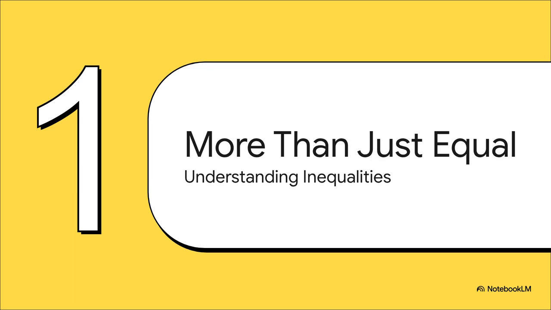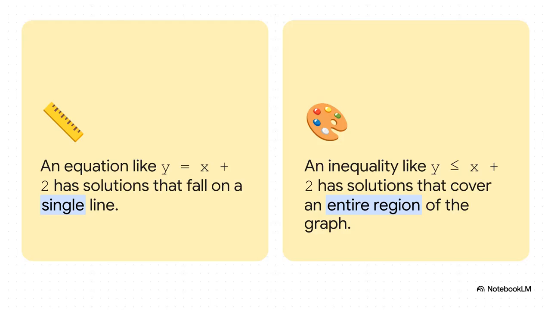All right, part one, more than just equal. Let's just quickly get on the same page about what an inequality really is. So, you know how an equation like y equals x plus 2 is super specific? It's like a tightrope. All the answers are right there on that one single line. But an inequality? Oh, that's a whole different ballgame. Something like y less than or equal to x plus 2 isn't just the line, it's the entire field on one side of it. It's a whole zone of solutions. And that's the big idea for today.